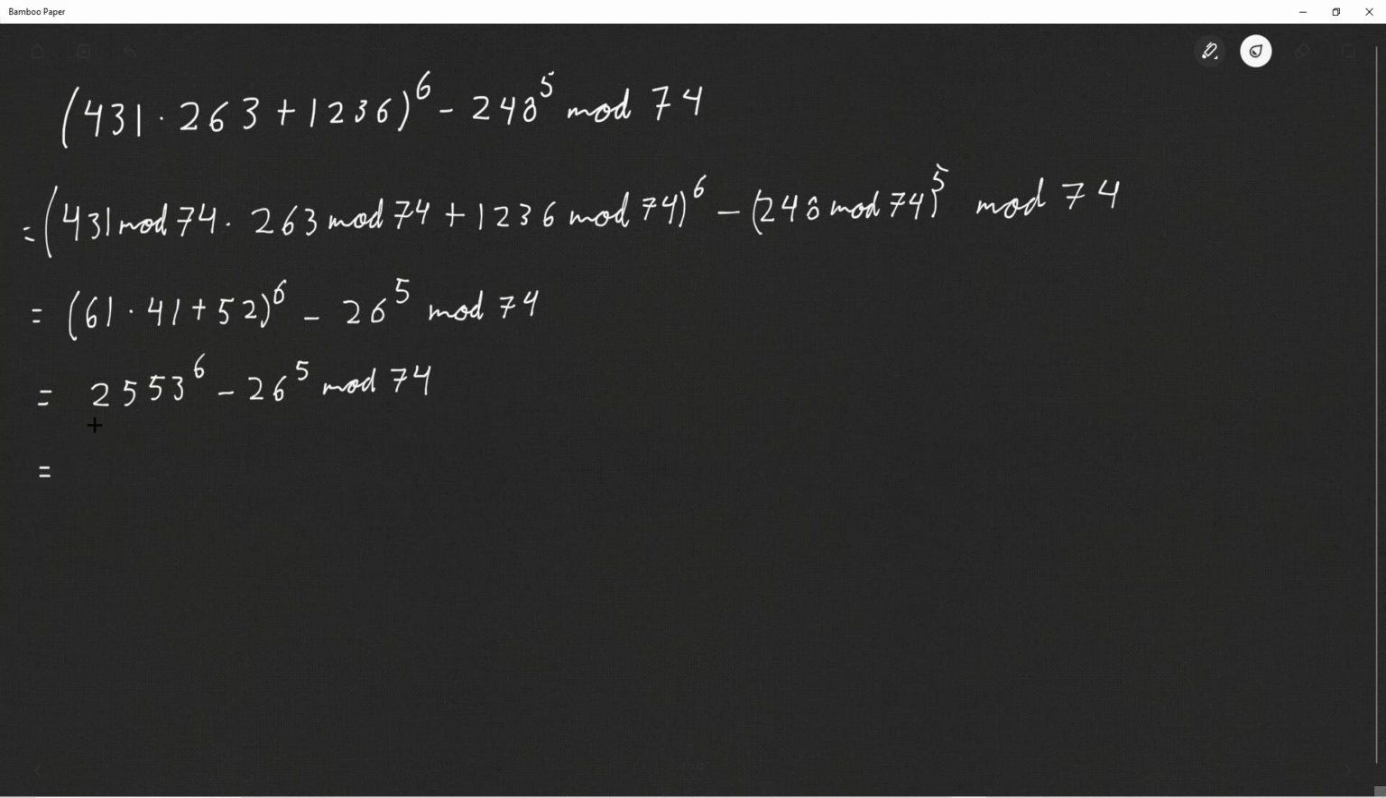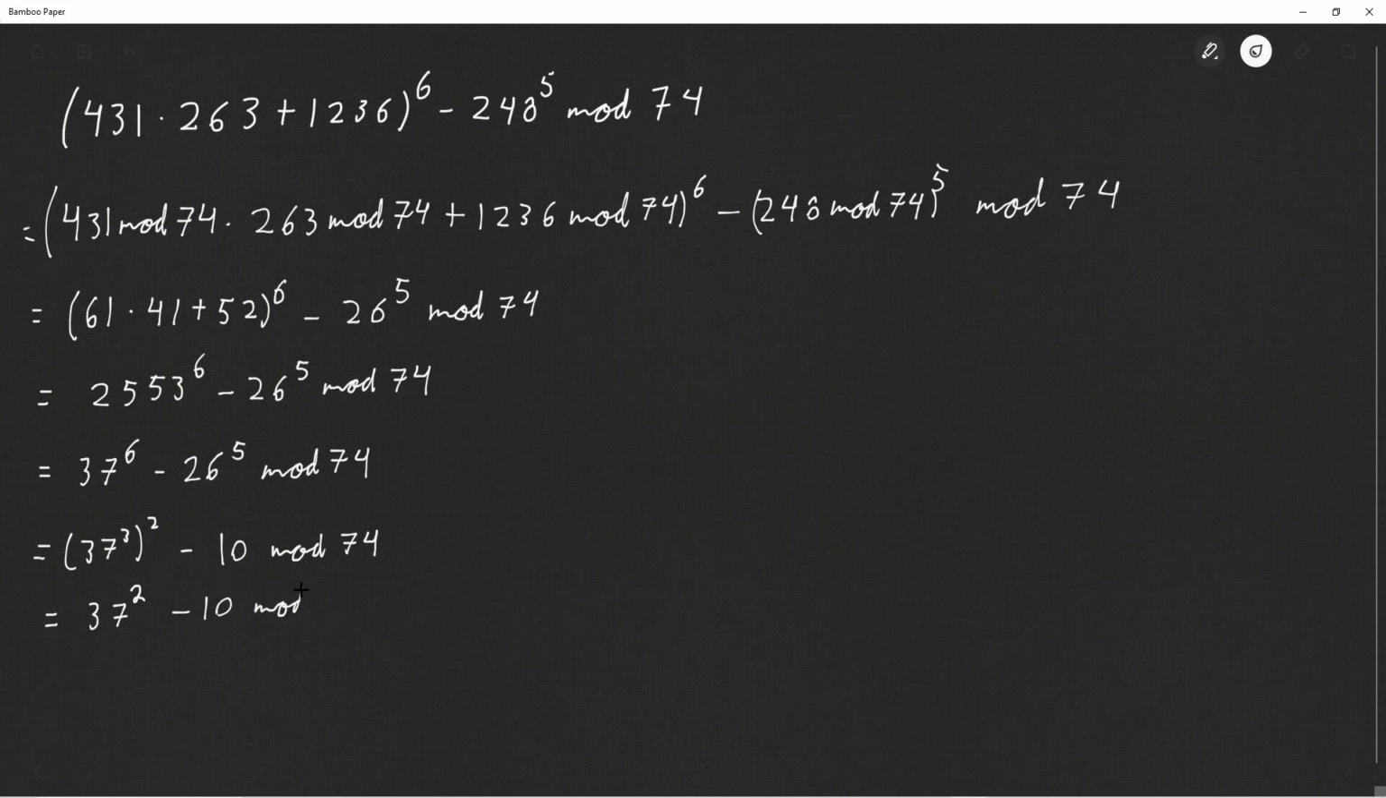And now we'll take 2,553 modulo 74, which will give us 37 to the power of 6 minus 26 to the power of 5 modulo 74. And then, since this exponent is still going to be too big, we're able to split it up again. So this will be 37 to the power of 3 to the power of 2 minus, and then since 26 to the power of 5 is small enough to do with modulo 74, it'll be minus 10 modulo 74. And then finally 37 to the power of 3 modulo 74 just gives us 37 again, but this time it'll be squared because of the square outside the bracket, minus 10 modulo 74.